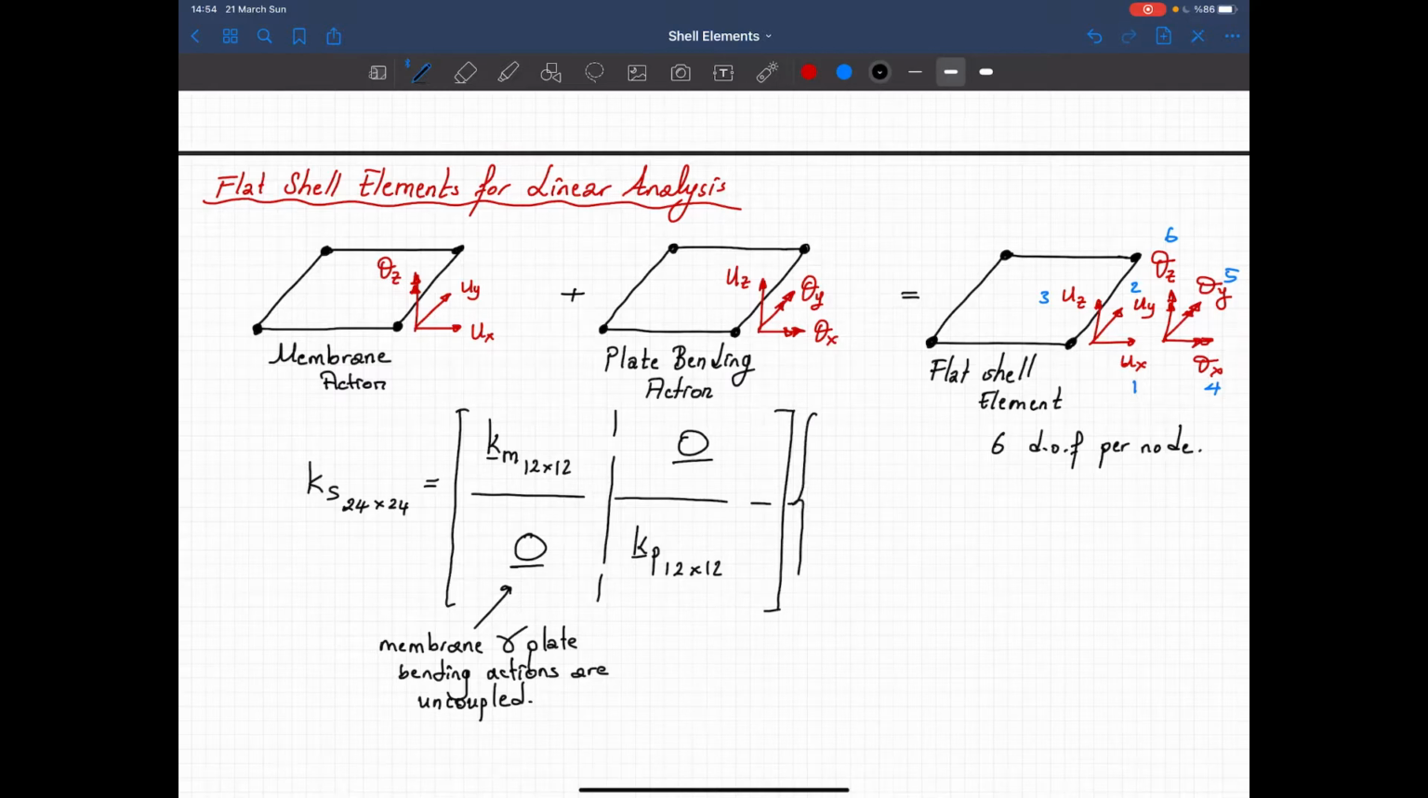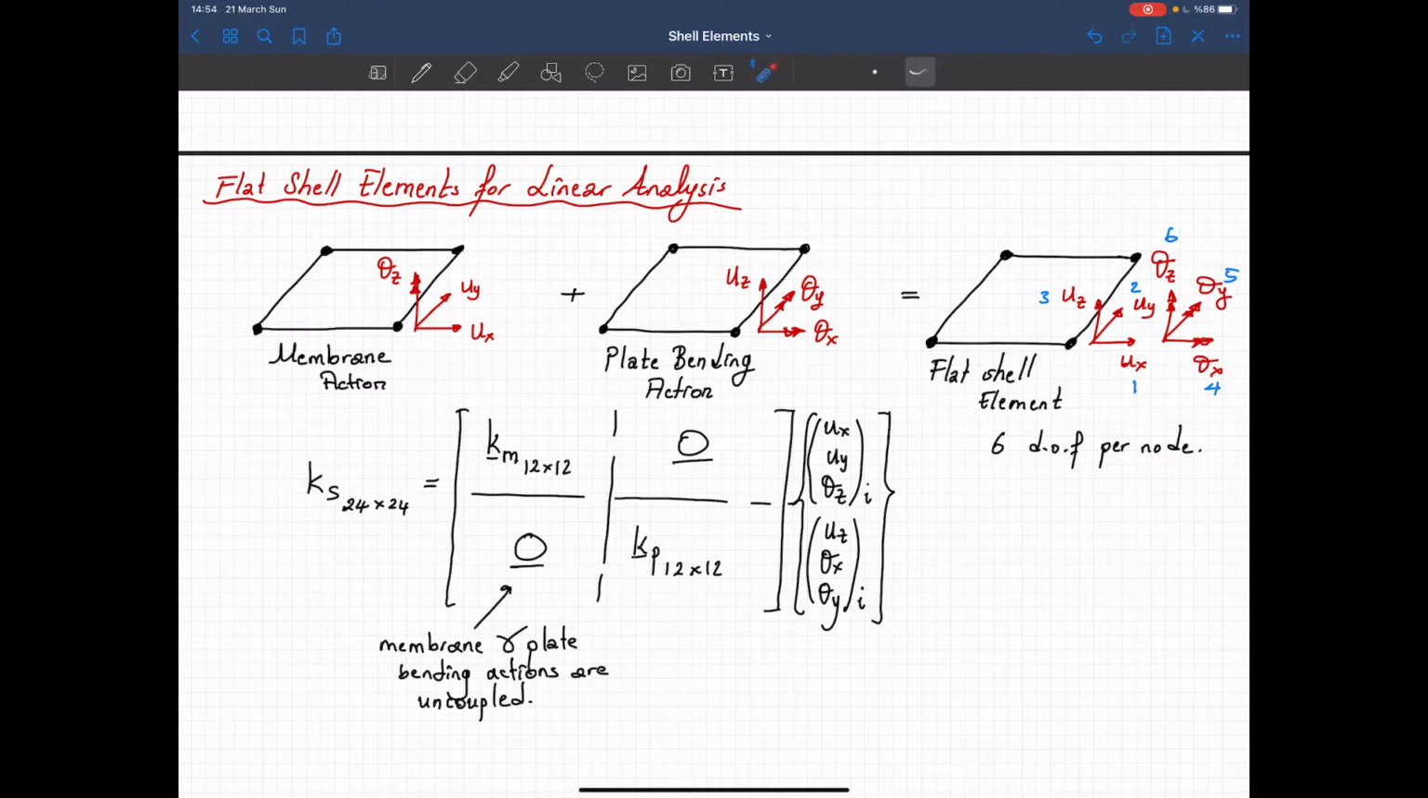Let's show the degrees of freedom here: Ux, Uy, theta z of the ith node, and Uz, theta x and theta y of the ith node. And then you will just shuffle and order your stiffness coefficients as described here.